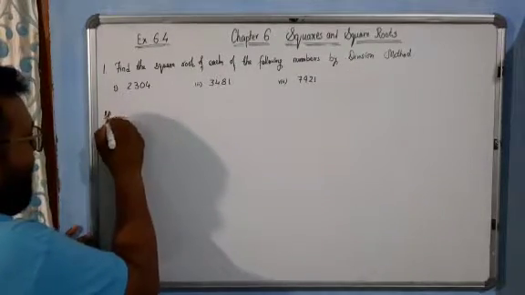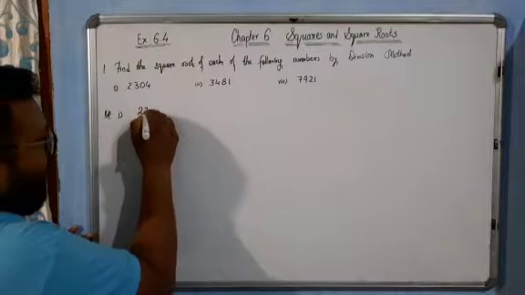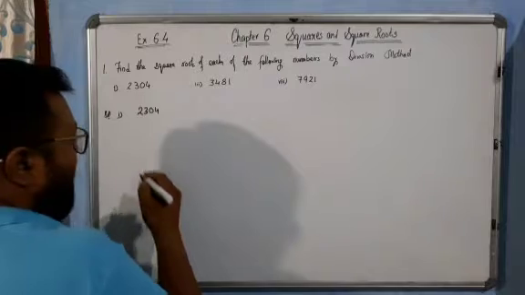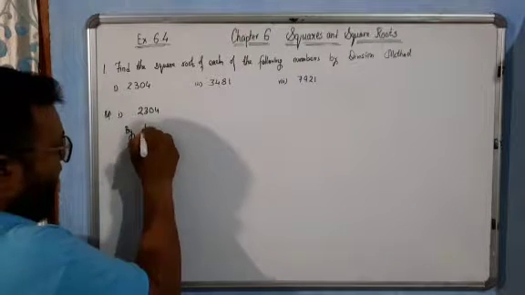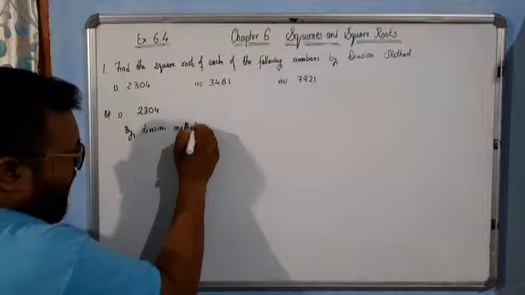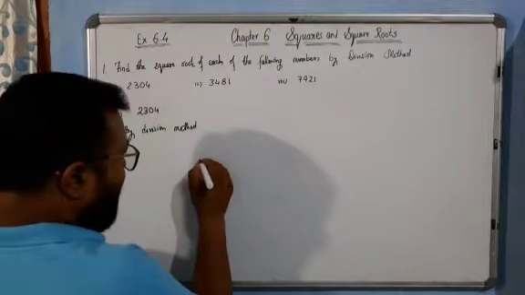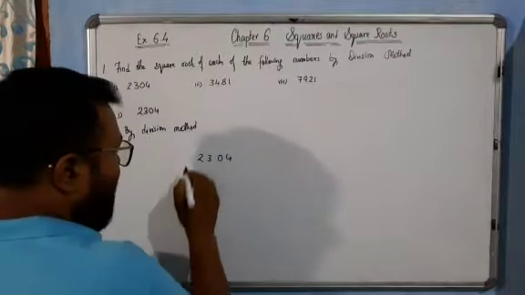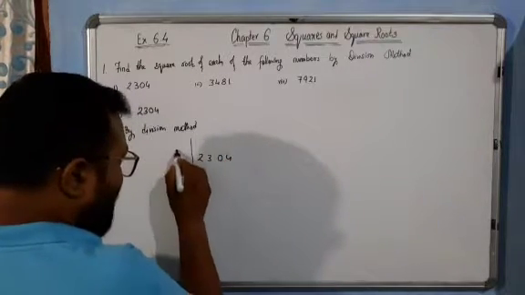Solution 1, here 2304. So we need to find the square root by division method. So we will write here by division method. So how will we do it? Let's see here, 2, 3, 0, 4. So this is the way we will divide.